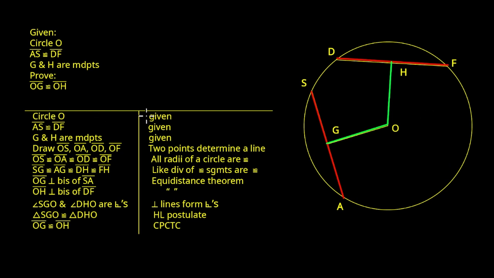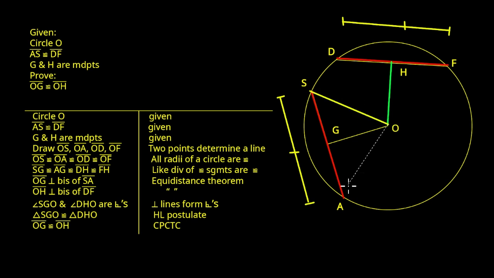Circle O, given. AS is congruent to DF, given. So AS right there is congruent to DF over here. G and H are midpoints, given. Then we're going to draw OS, OA, OD, and OF. So OS right there, OA over here, OD, and OF.